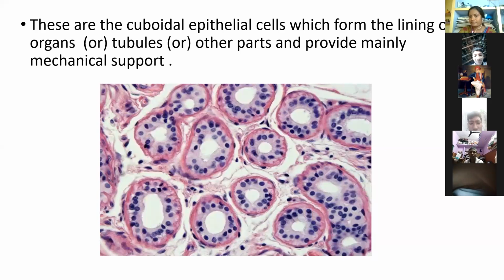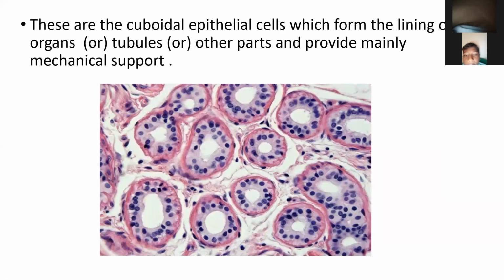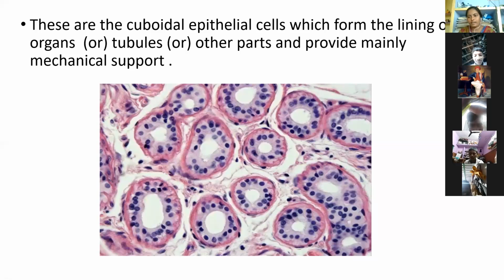Say some organs in our body: lungs, kidney, liver, pancreas. These are all organs. The cuboidal epithelial cells form the lining of the organs, the lining of the tubules, and other parts. It gives mechanical support to the organs or tubules. Next.